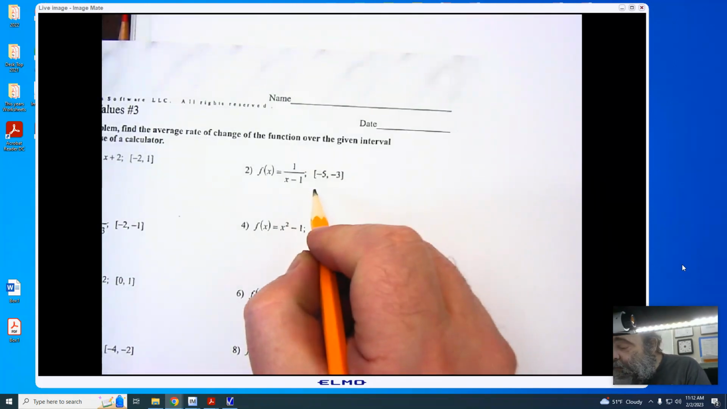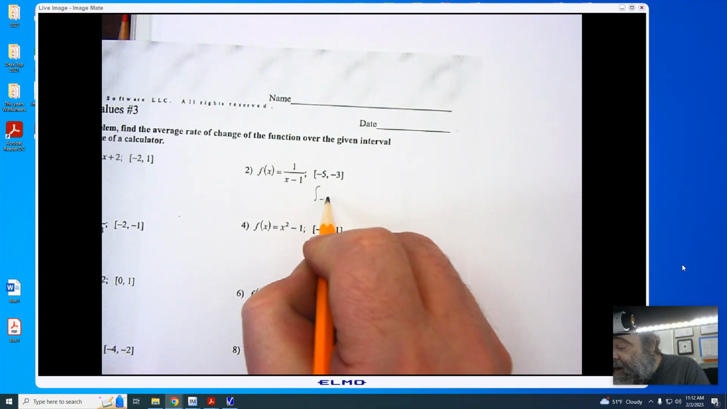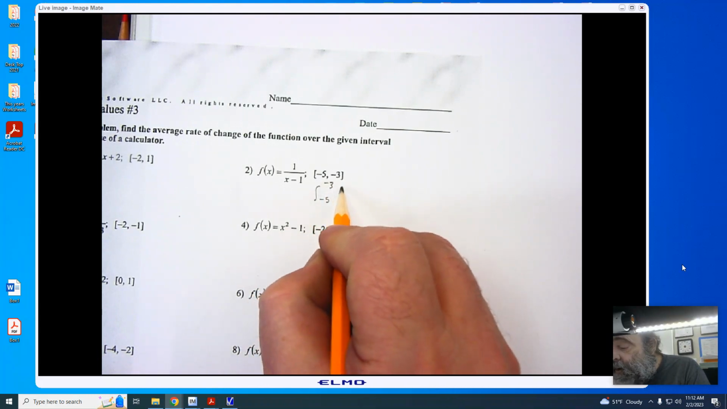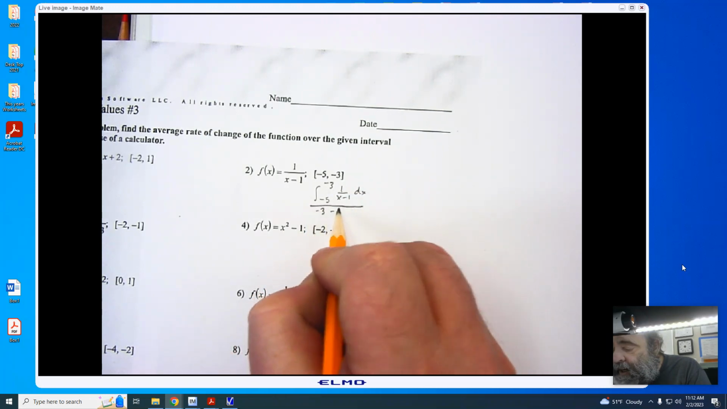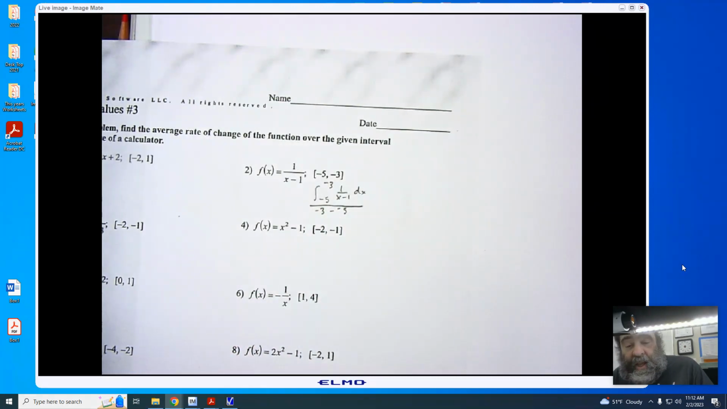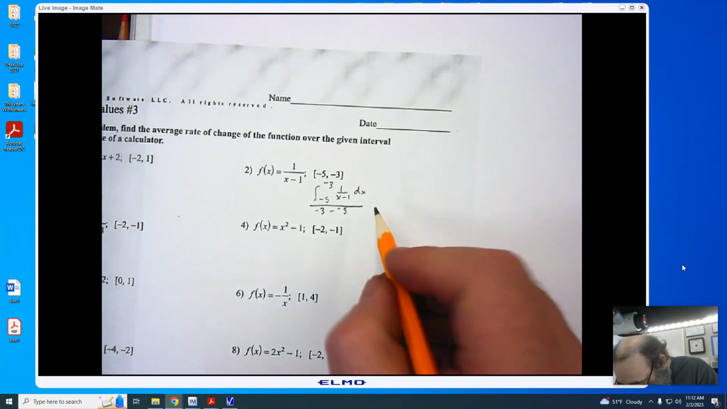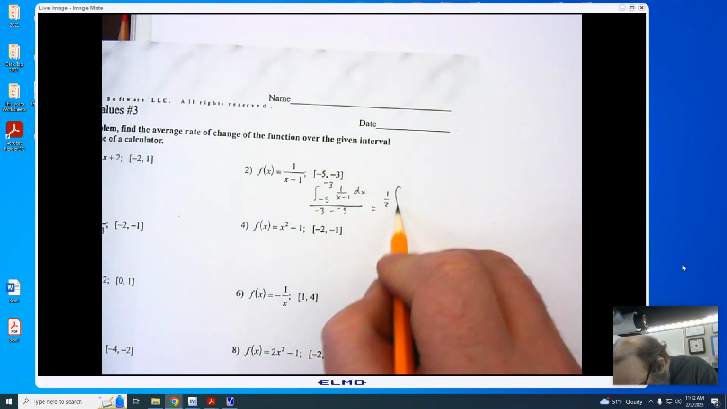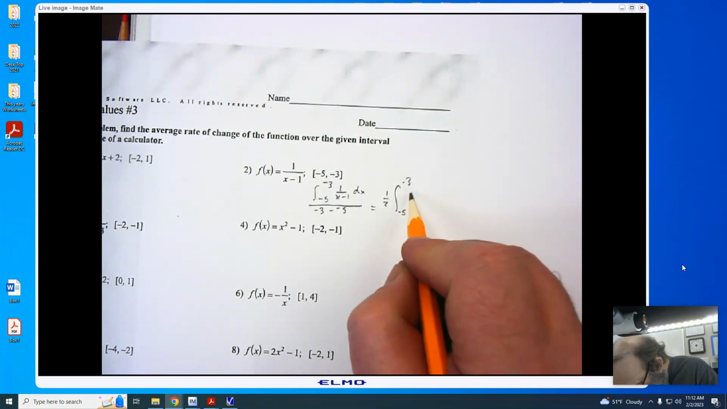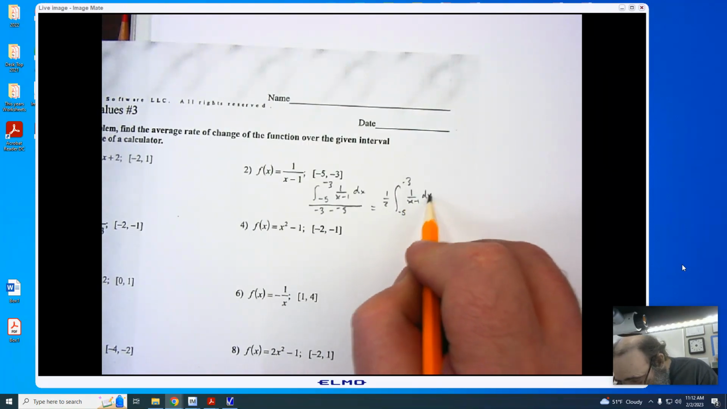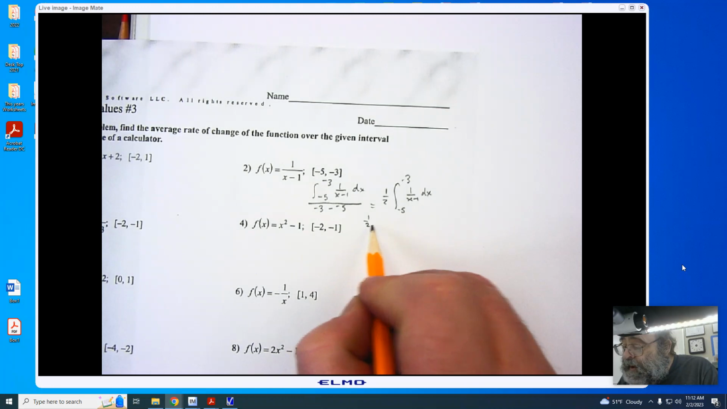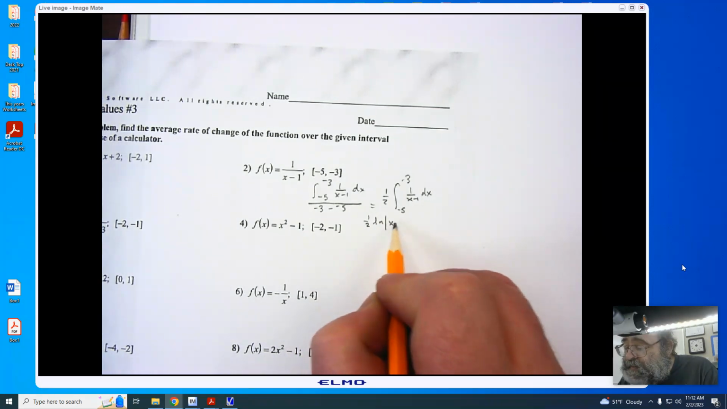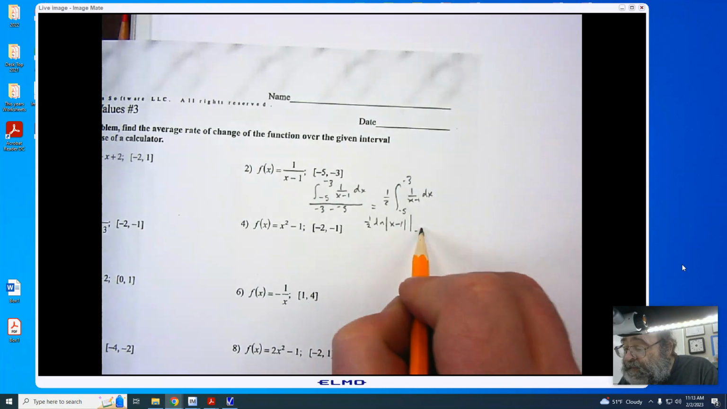So in this, I'm going to start by setting up my integral, and I'm going from -5 to -3. I'm going to put 1 over x minus 1 dx, and I'm dividing by -3 minus -5. This is going to give me a 1 half, and that 1/2 I'm going to put in front. So I have 1/2 the integration from -5 to -3 of 1 over x minus 1 dx. Now this is our natural logarithmic rule that we're going to apply. So we are looking at 1/2 the natural log of the absolute value of x minus 1 from -5 to -3.